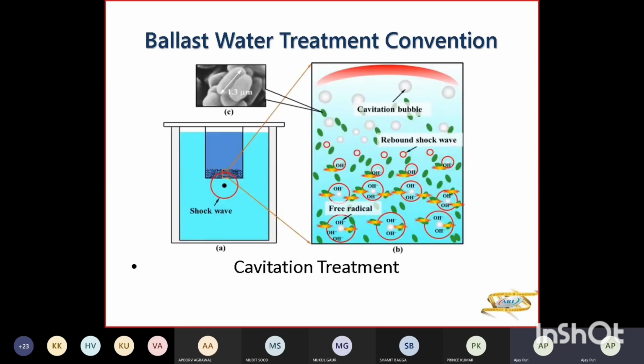Now, the cavitation method is shock waves, some microbes, maybe 1 to 3 μm. So these bubbles are killing these microbes. You see here, these bubbles are killing the microbes.